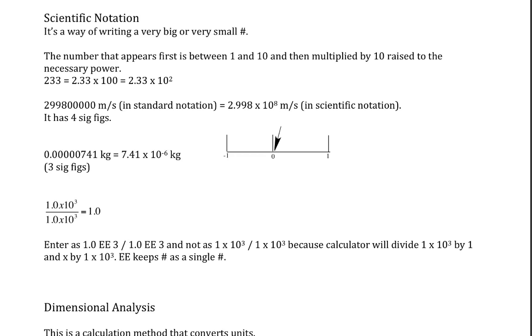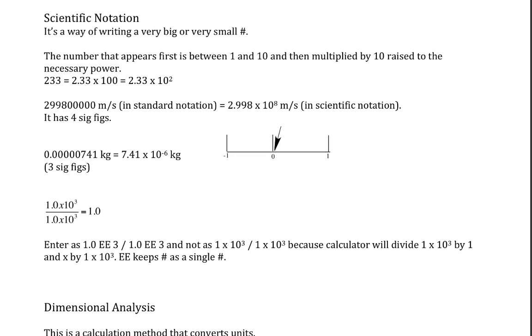So 233, that's equal to 2.33 times 100. And then what we do is we make that 100 into 10 squared. Now, 2.33 times 10 squared, that is the number 233 written in scientific notation.